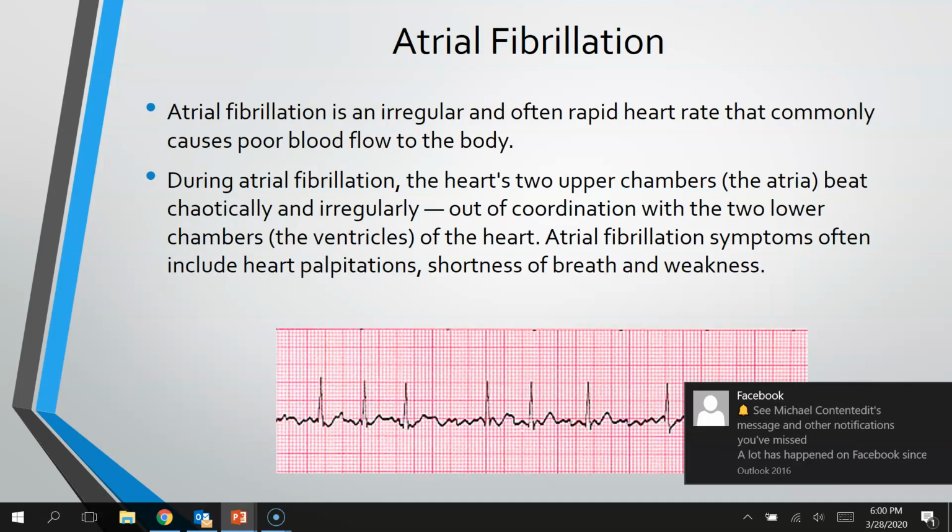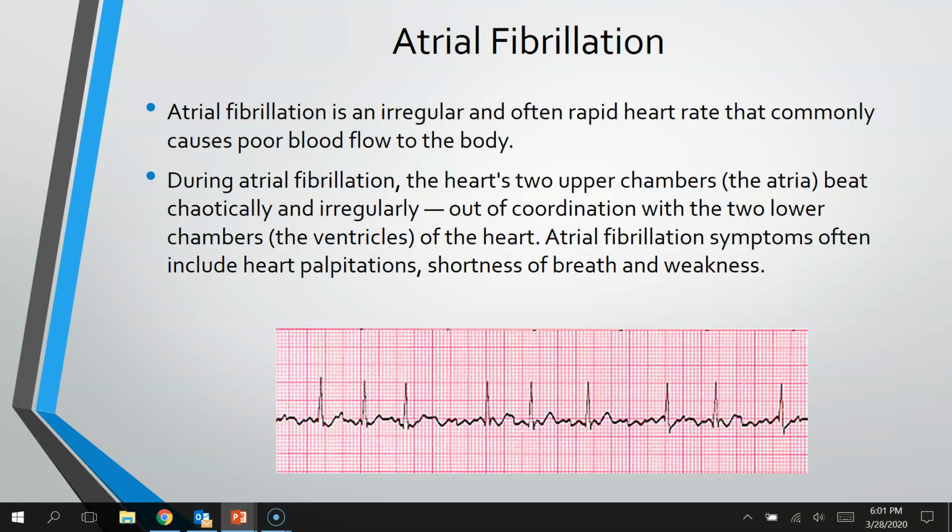Atrial fibrillation is an irregular heartbeat that actually causes poor blood flow through the body. It can be very, very dangerous. So what's happening during atrial fib? The two upper chambers, the left and the right atria, are beating very chaotically and irregularly.